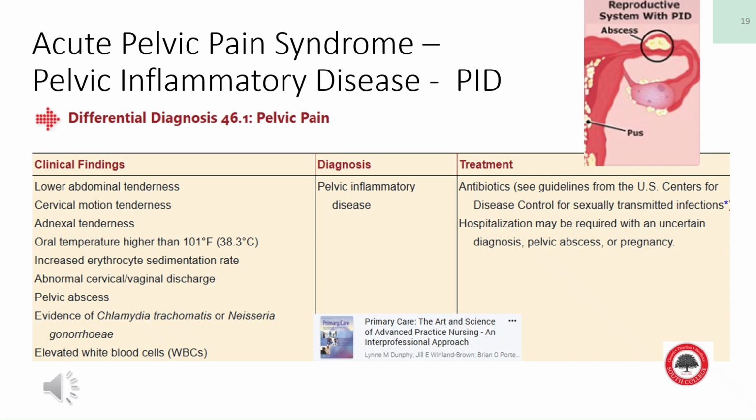Diagnosis of PID typically involves a combination of medical history, physical examination, and lab tests. Perform a pelvic exam to check for adnexal and cervical motion tenderness and cervical edema. Additional tests may include vaginal and cervical fluid samples to check for infection. On blood testing, we may find elevated WBCs and an elevated ESR. An ultrasound can be ordered to visualize the reproductive organs and check for abscesses.